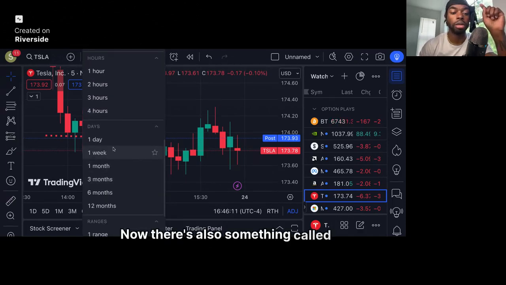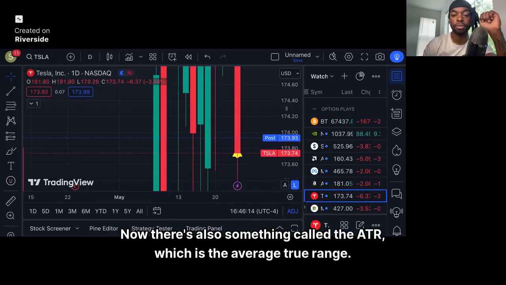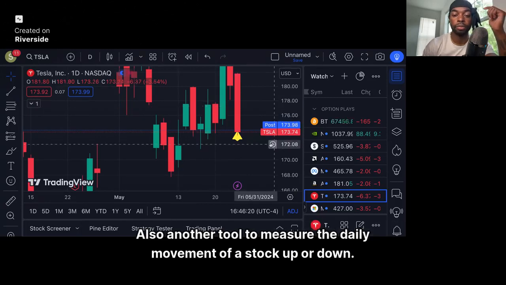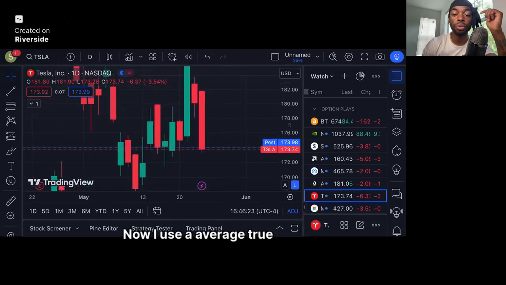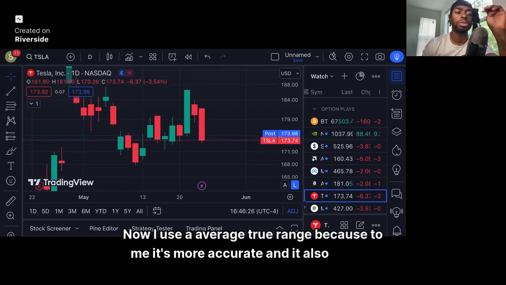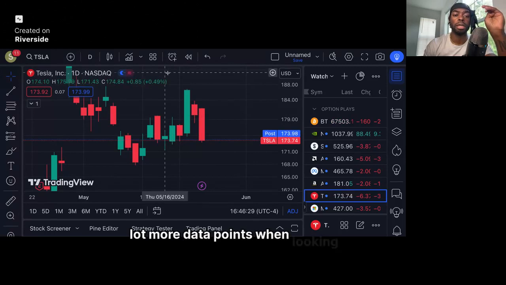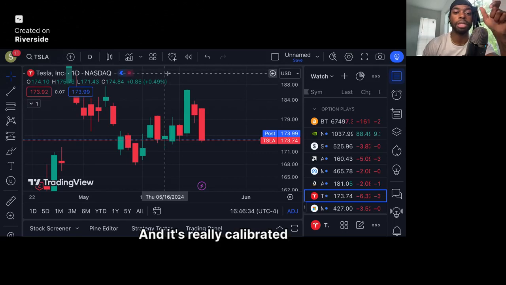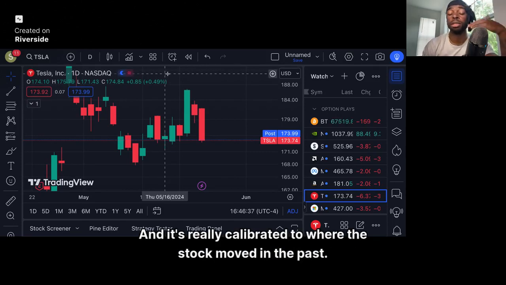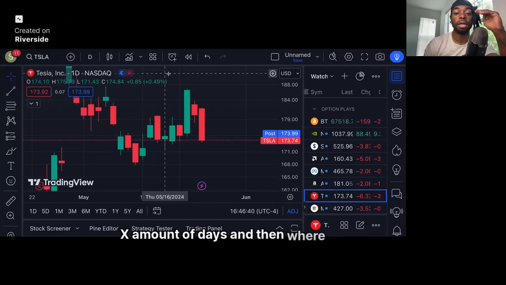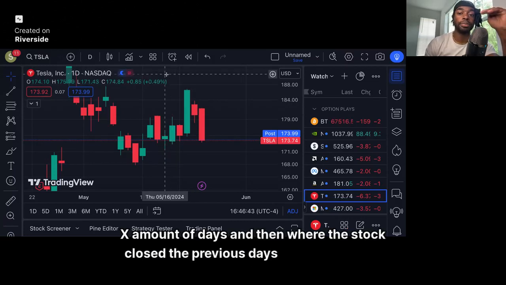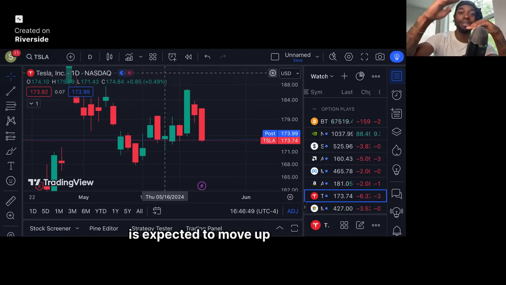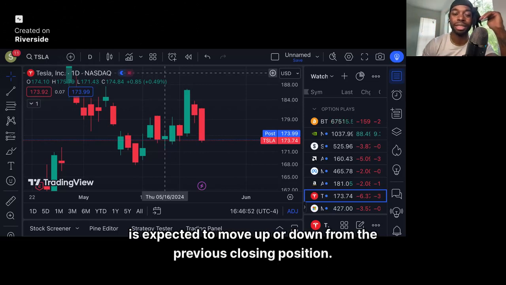Now, there's also something called the ATR, which is the average true range. Also another tool to measure the daily movement of a stock up or down. Now, I use the average true range because to me it's more accurate and it also gives a lot more data points when looking at the up and down movement of a stock. And it's really calibrated to where the stock moved in the past X amount of days, and then where the stock closed the previous days, and how much it is expected to move up or down from the previous closing position.